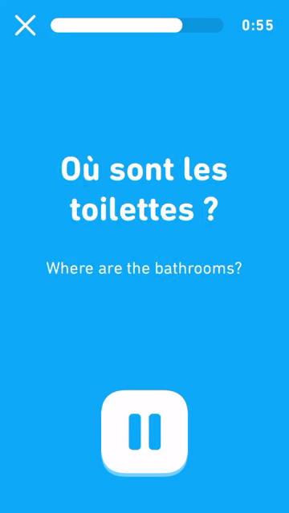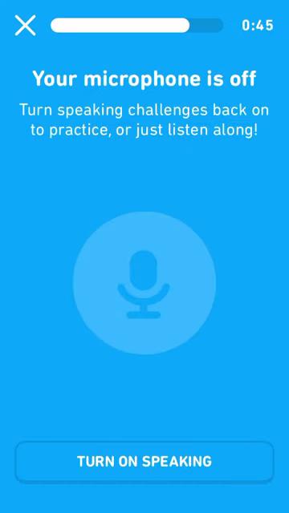Où sont les toilettes? Les toilettes. Où sont les toilettes? Nice. Okay, your turn. Les toilettes. Où sont? Où sont les toilettes?